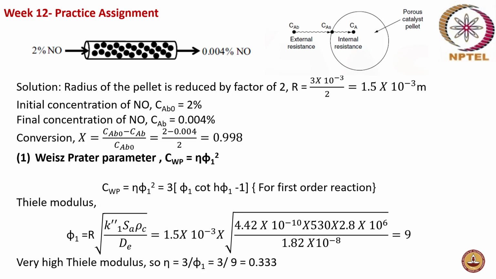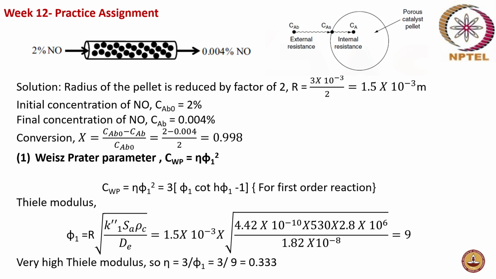Now, what is the expression for Thiele modulus for a first order reaction? So, phi 1 is equal to R into square root of K1 double prime SA into rho C by dE. So, we have all the values, right? We have the value of radius, we have the value of K1 double prime, we have the SA value also, right? Surface area is 530, which is given, rho C is also given, right? Catalyst density is given, and the effective diffusivity is also given. So substituting all the values, we will end up with the value of phi 1 equal to 9.